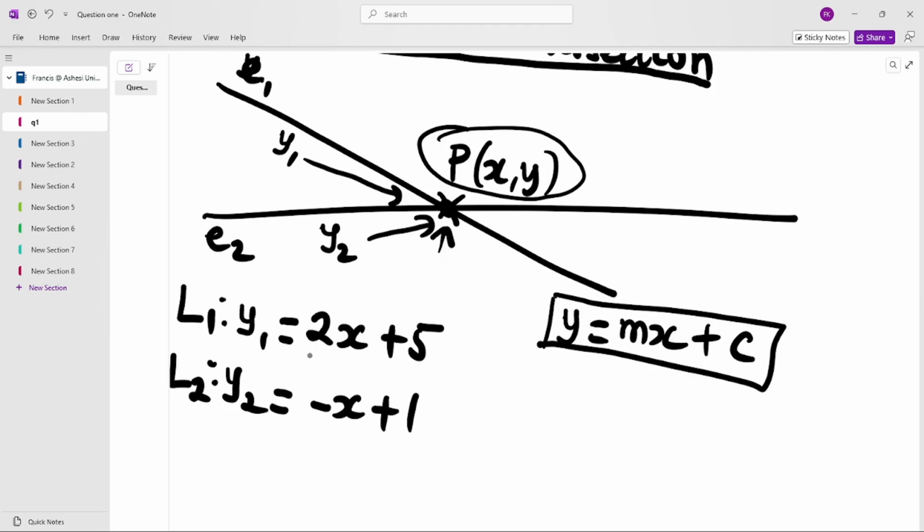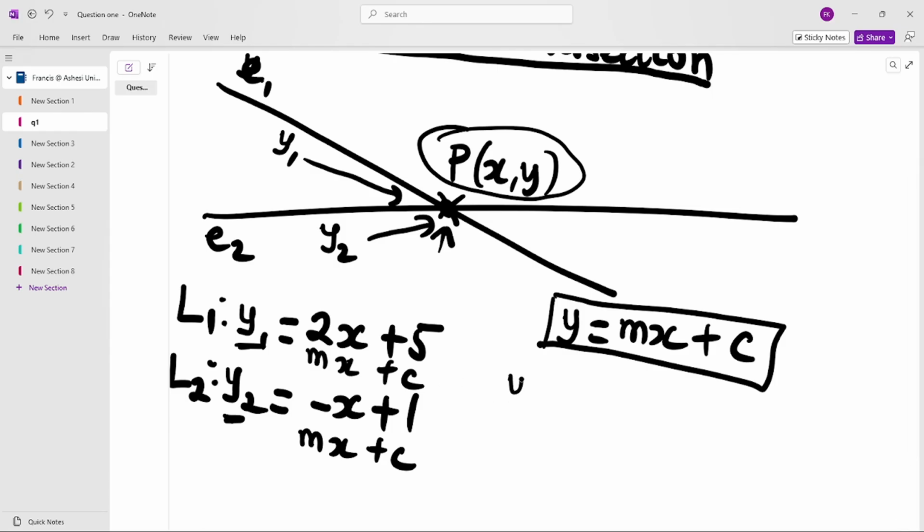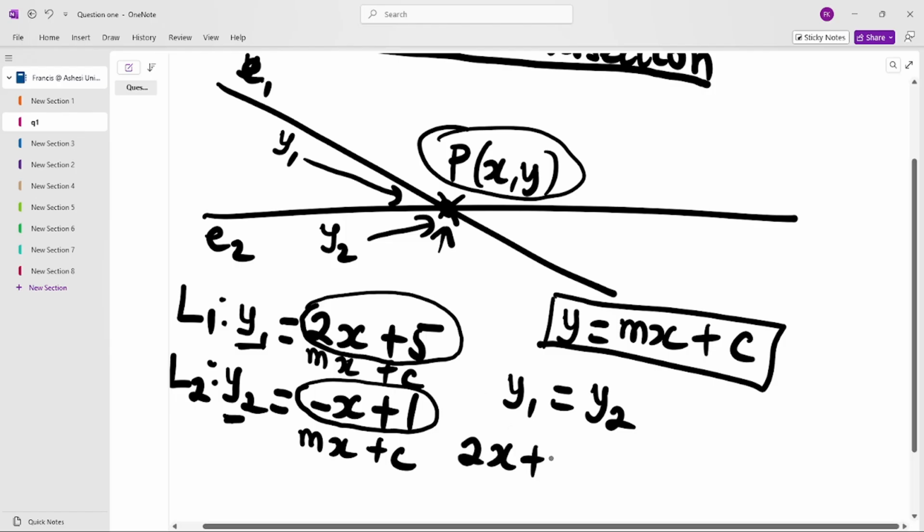Let's look at this one. This one is already in that form: y is equal to mx plus c, where m is 2 and c is a constant here. The other one is also in mx plus c form already, so only y is on this side. So if you have it in that format, then in this condition you can say y1 is equal to y2, meaning that you have to equate whatever you have here to whatever is on the other side for the other line. So in another way, we know that y1 is 2x plus 5.